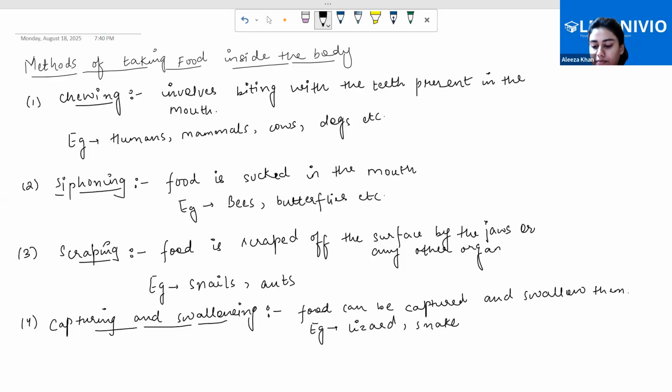I still didn't understand properly about the scrapping. I'll show you this, how the ants or the snails take their food. First, you write it.